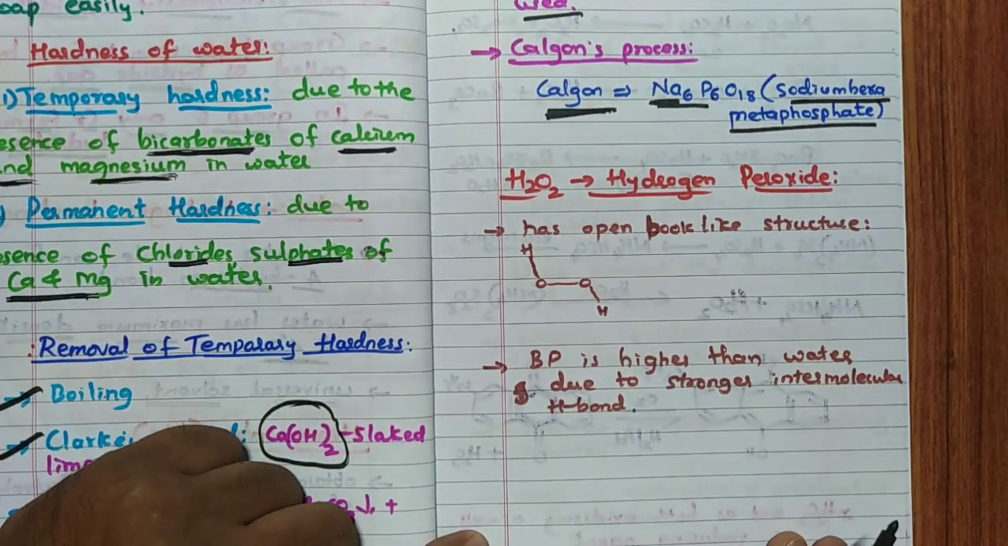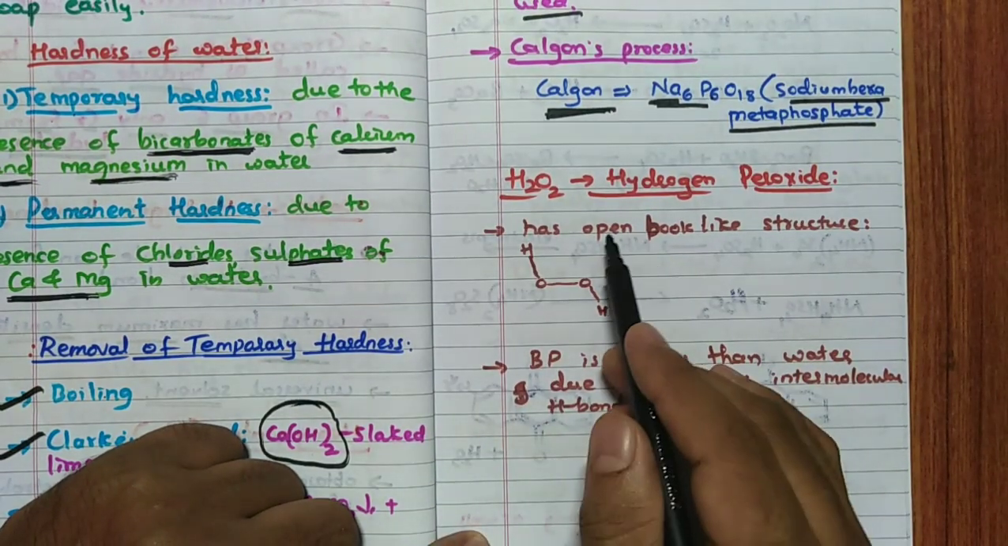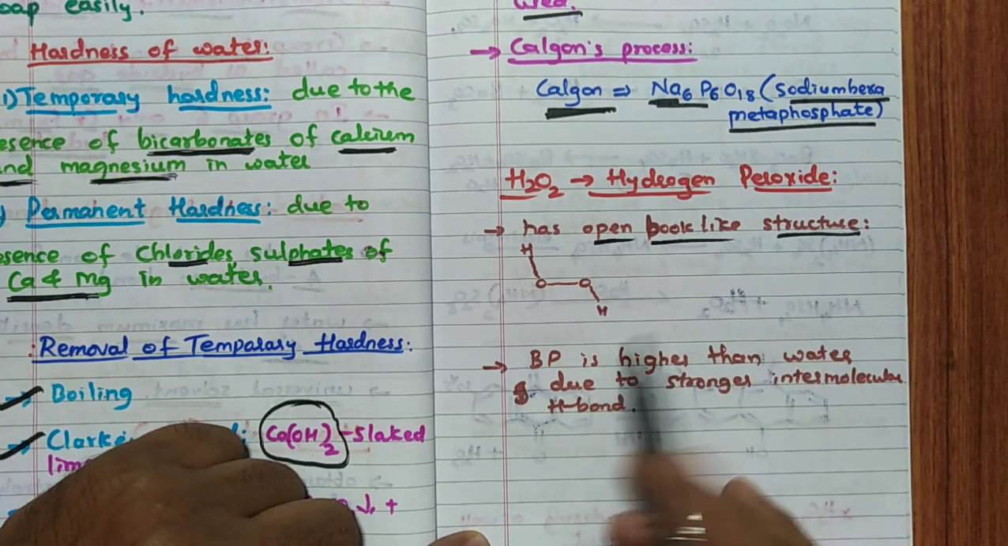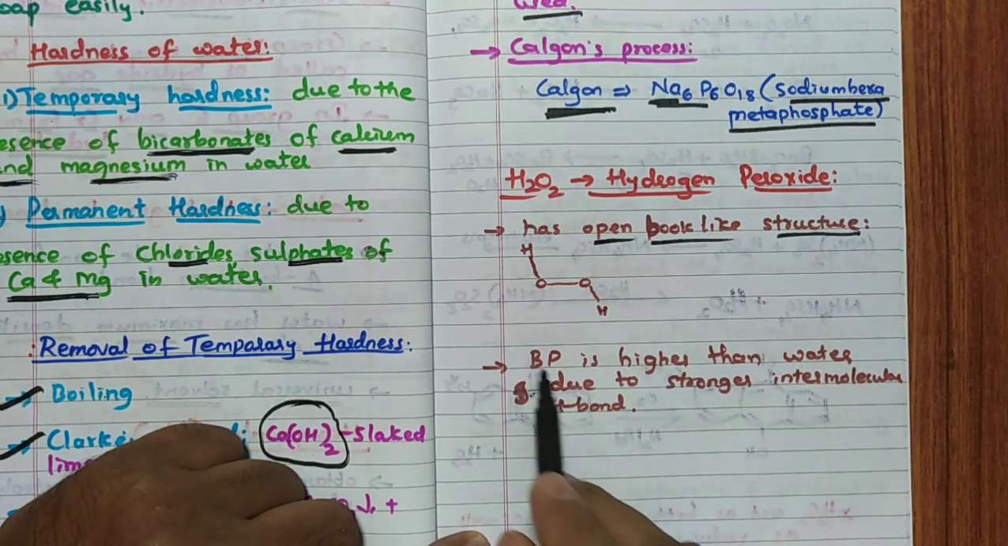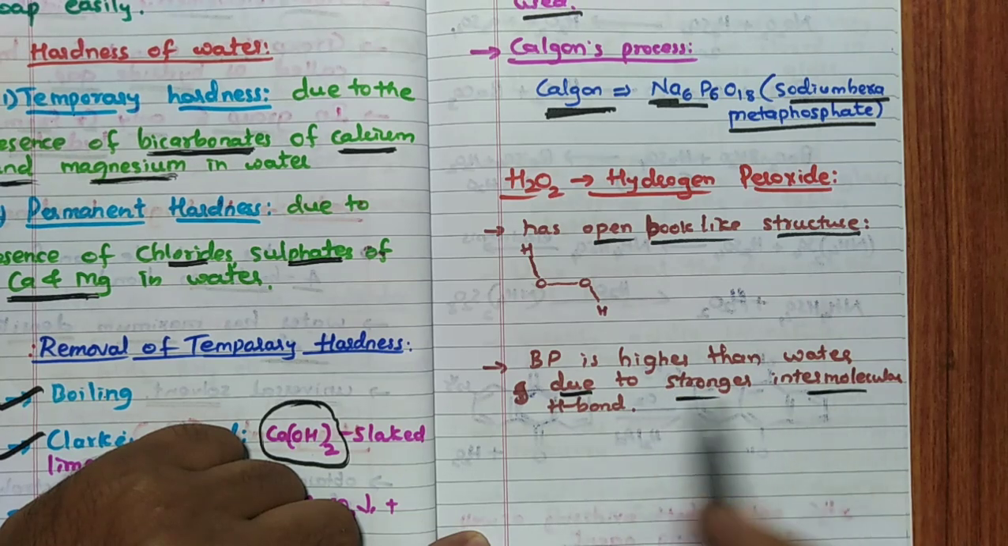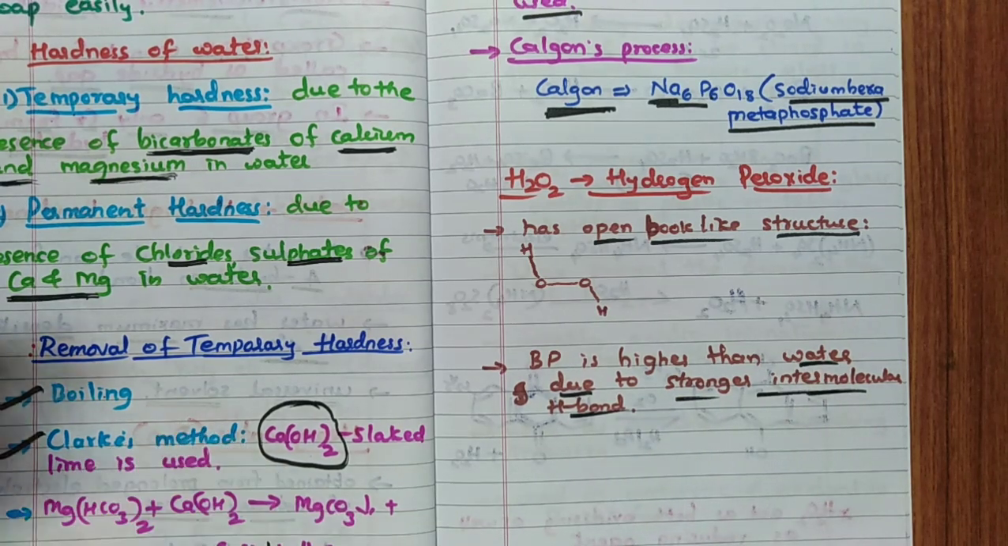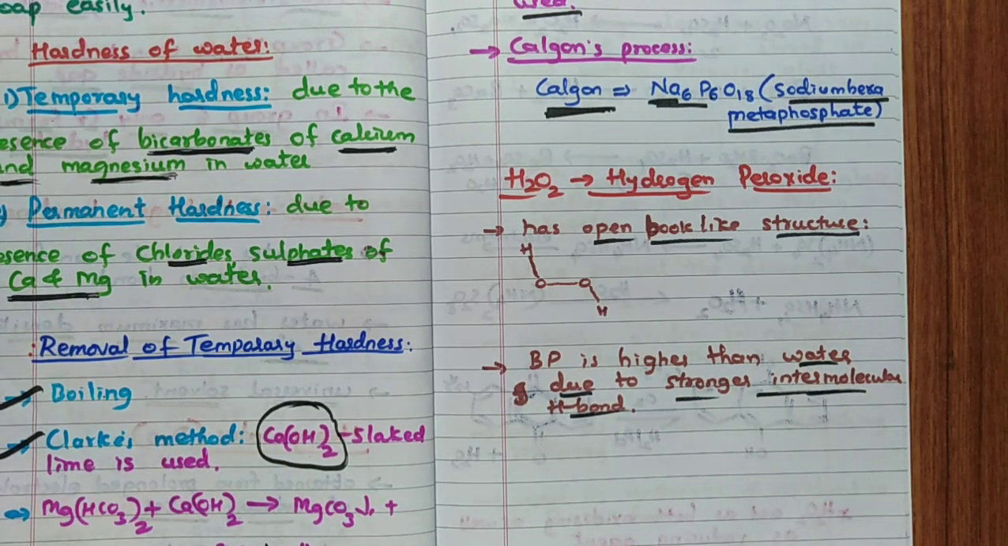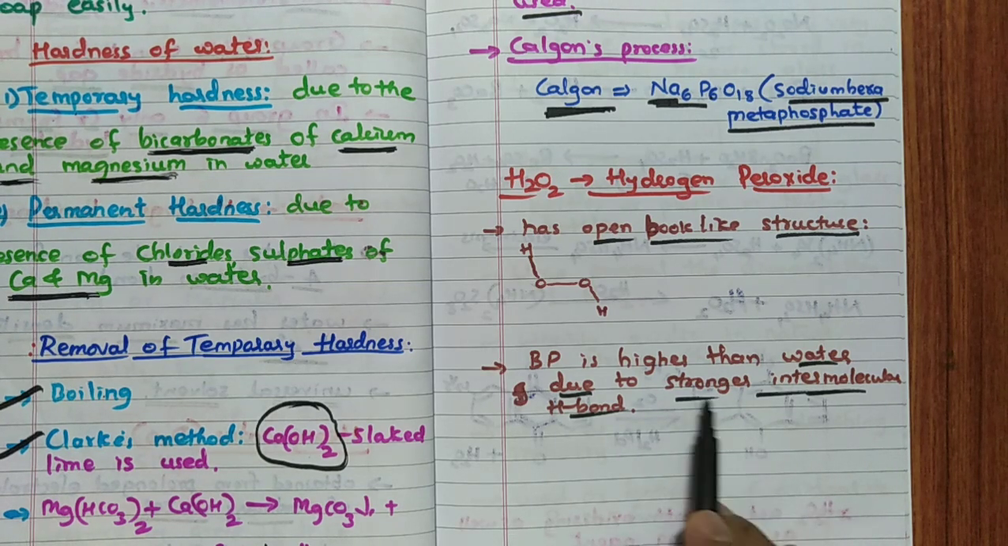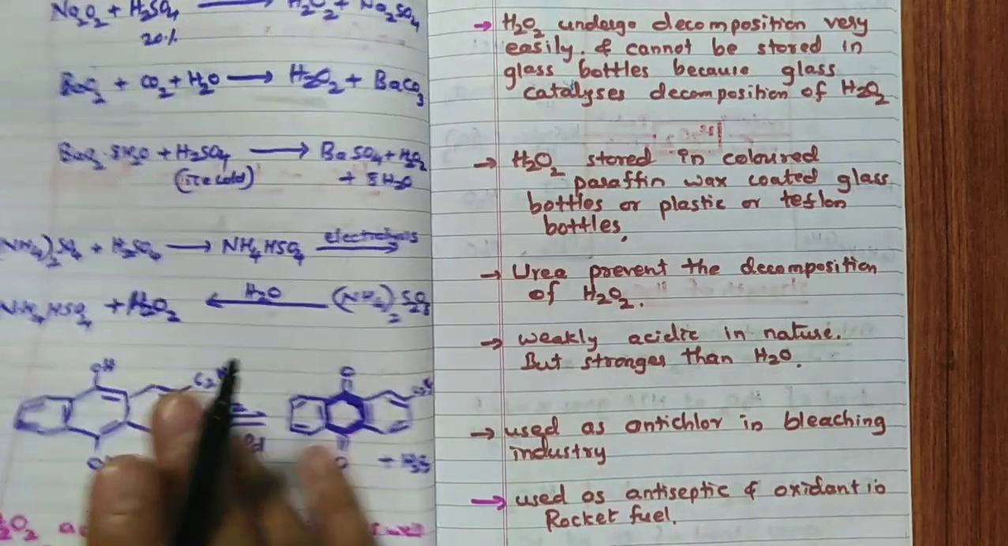Then hydrogen peroxide. Hydrogen peroxide, remember, has an open book like structure, like this. Its boiling point is higher than water due to stronger intermolecular hydrogen bonding. Important. It has a higher boiling point than normal water. The reason for that is stronger intermolecular hydrogen bonding.